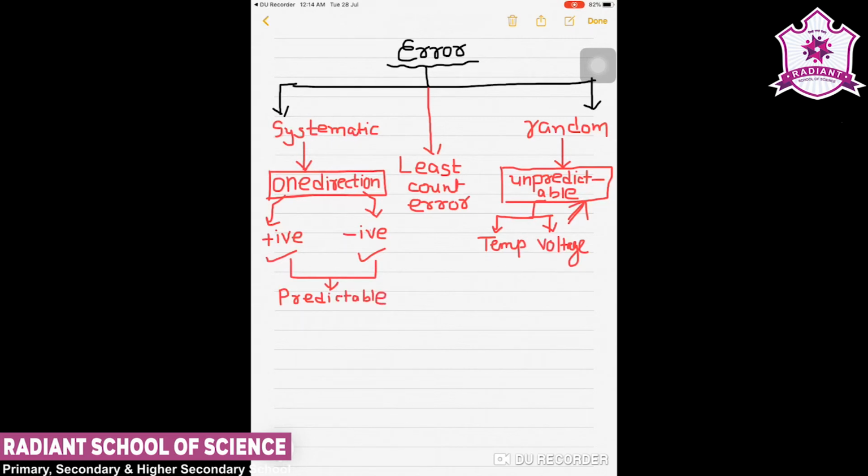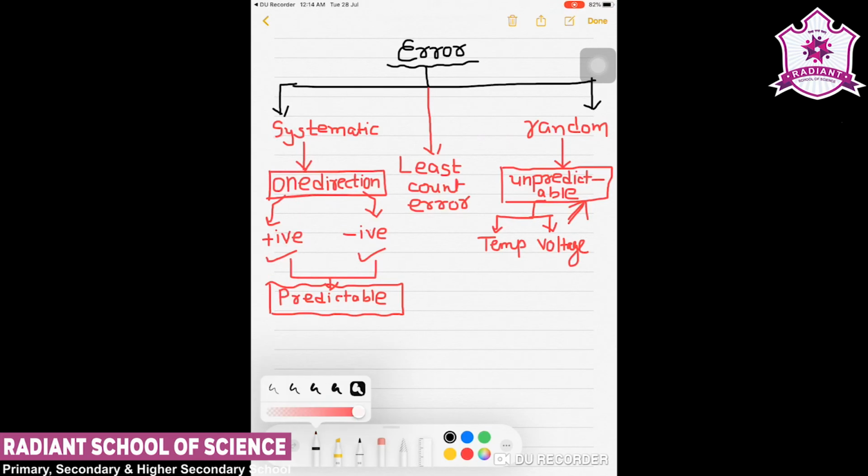While a random error is unpredictable, there are basically three types of systematic error. So we have three types of systematic error.